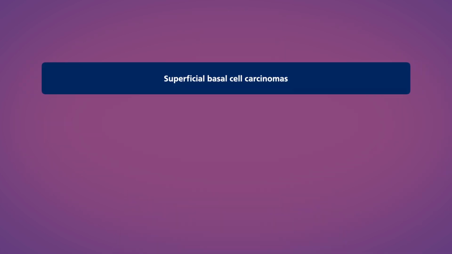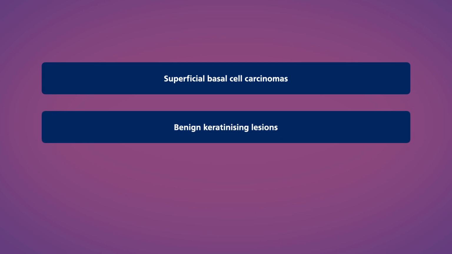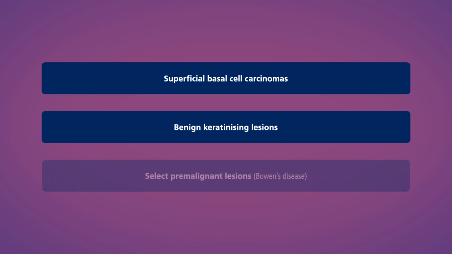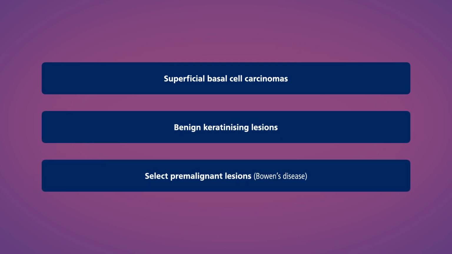The first step is to identify the lesion to be treated. Curettage and Cautery by 3 is a therapeutic procedure that is most commonly used for superficial basal cell carcinomas, benign keratinizing lesions, or select pre-malignant lesions such as Bowen's disease.